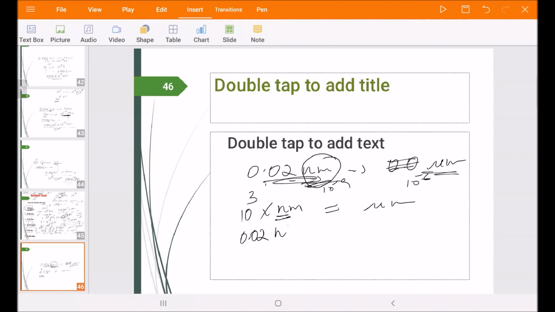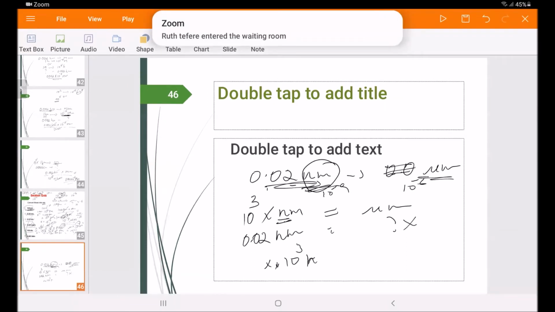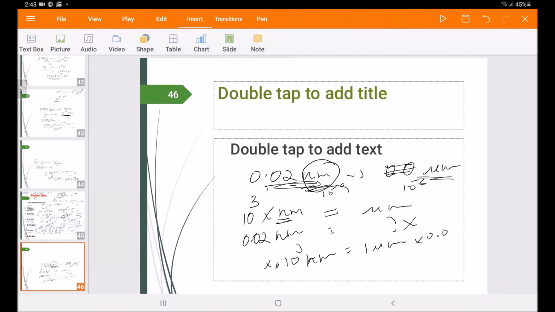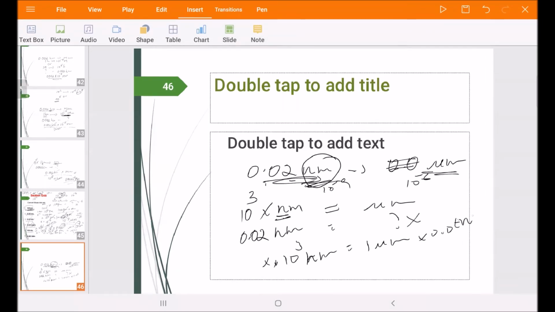Convert 0.02 nanometer to micrometer. So let's see what we have: x times 10 to the power of 3 nanometer is equal to 1 micrometer times 0.02 nanometer.